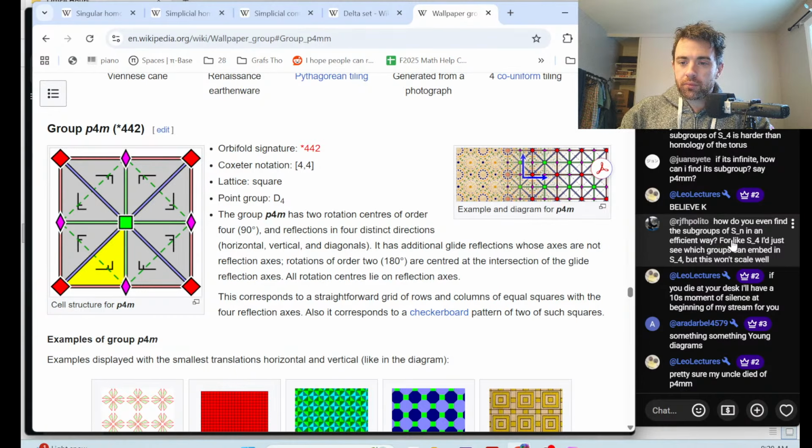How do you even find subgroups of Sn in an efficient way? Well, that's a harder question. For S4, you just see which groups can embed in S4, but this won't scale well. In general, it's just not easy, right? Because every finite group embeds in some Sn, so you're kind of screwed. And since the order grows factorially, you're double screwed. You're just very screwed.